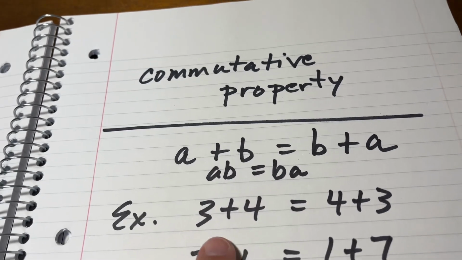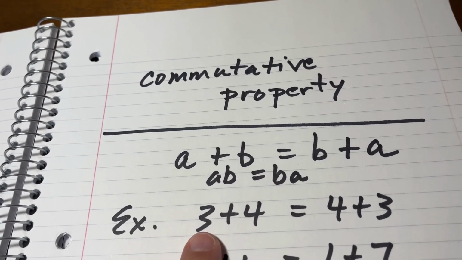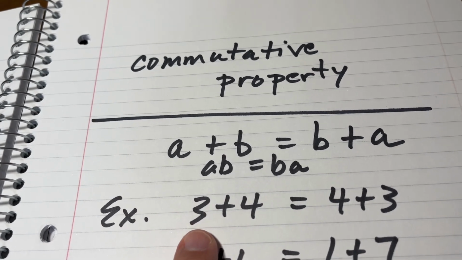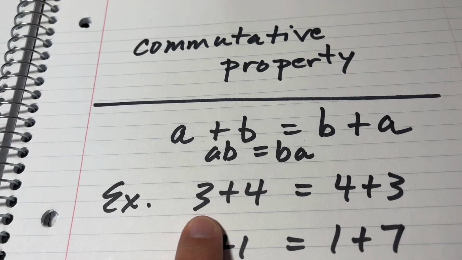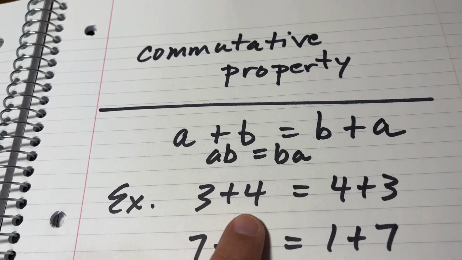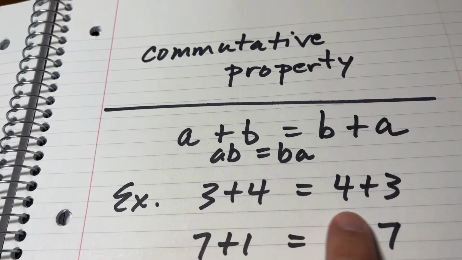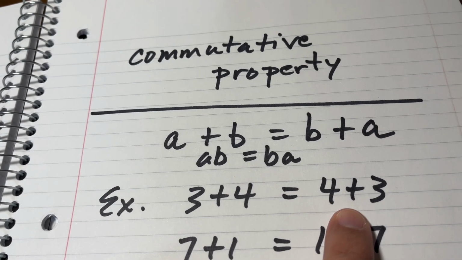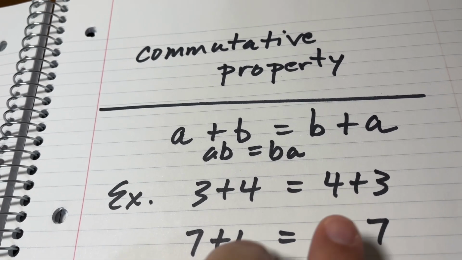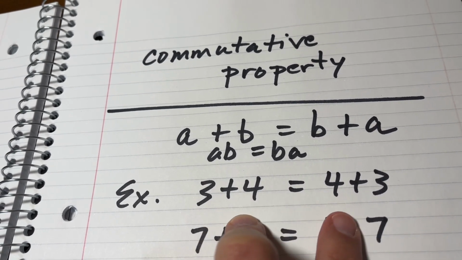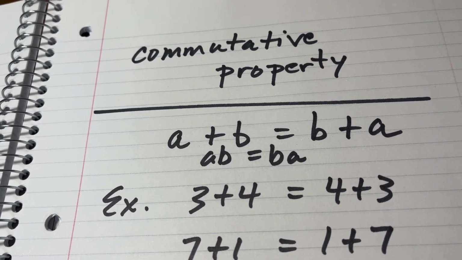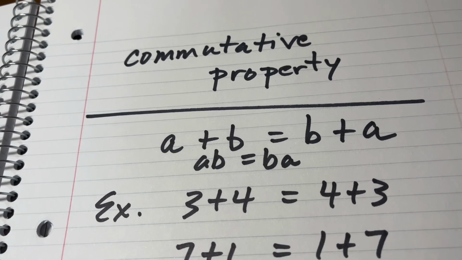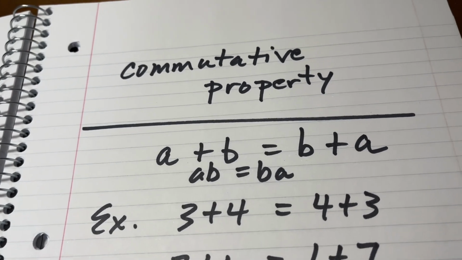Here are some examples. The commutative property is basically saying that the order in which you add numbers doesn't really matter. In other words, you could add 3 plus 4 and get 7, or you could switch those around the other way and say 4 plus 3 equals 7. Either way, it's 7, so it doesn't matter which number comes first. So the commutative property is talking about the order of the numbers being changed around.